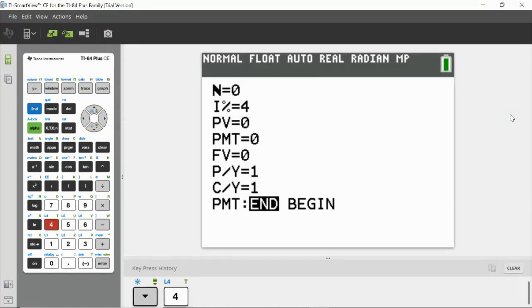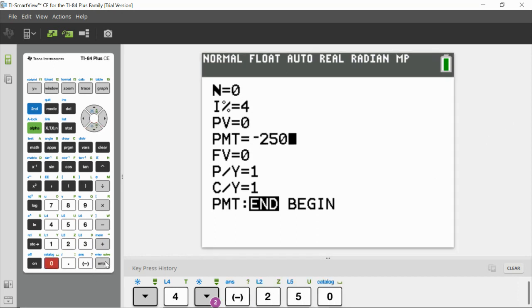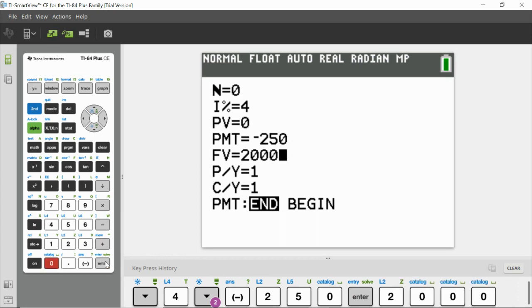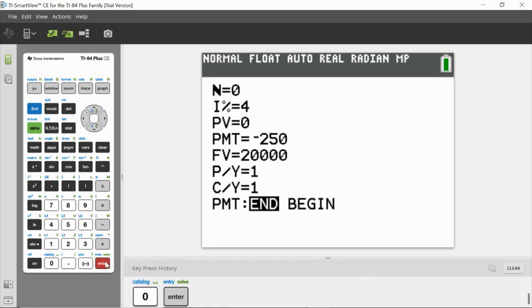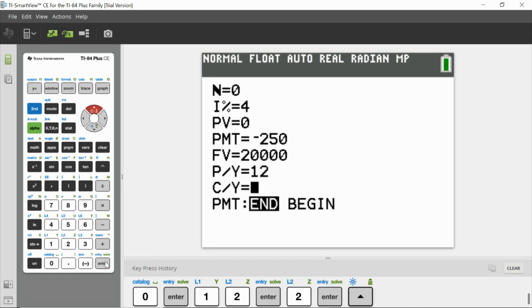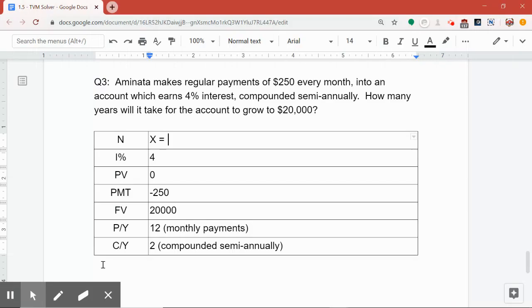So our interest rate, 4%. The monthly payments were $250. We want this to grow to $20,000. Monthly payments, compounded semi-annually. So let's calculate N. So alpha, enter, and we get 71.0978.